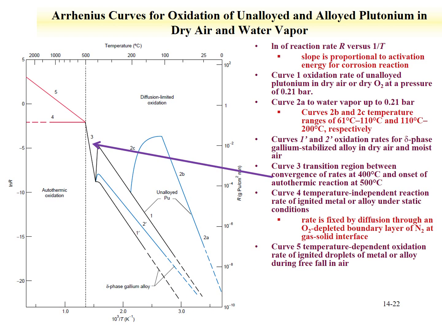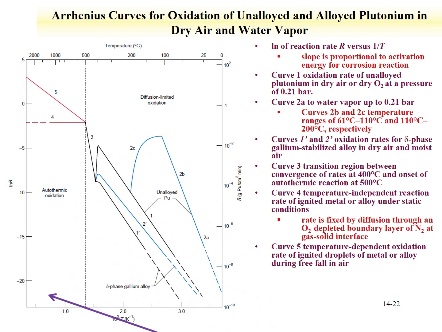Now, if we look over here at this curve, this is a transition. At higher temperatures, we start to see an autothermic reaction, and this is the transition zone. So these rates, at higher temperatures, the rates are definitely getting higher. And over here, we see that there's a temperature-independent rate. Right? As the temperature increases, the rate remains constant. And this is for the reaction of burning metal or alloys under static conditions.